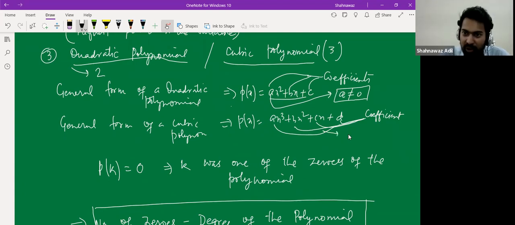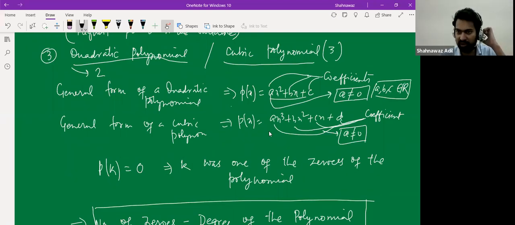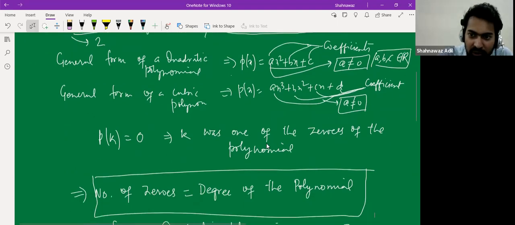Similarly, here for the cubic polynomial, a can't be 0. But a, b, c are real numbers, the coefficients. You know about the real numbers, right? So they are whole numbers, they are natural numbers, they are integers, and they are fractional numbers. And when you combine all those numbers, then you have a real number. So you know about the coefficient.